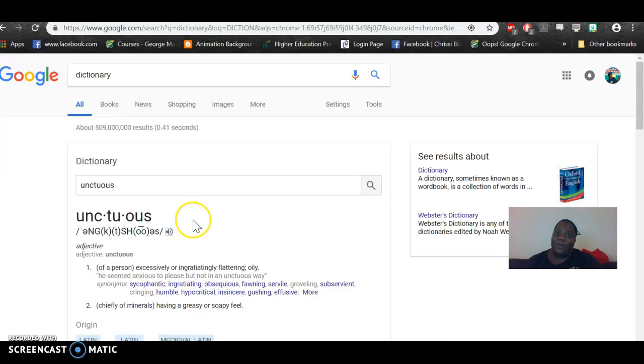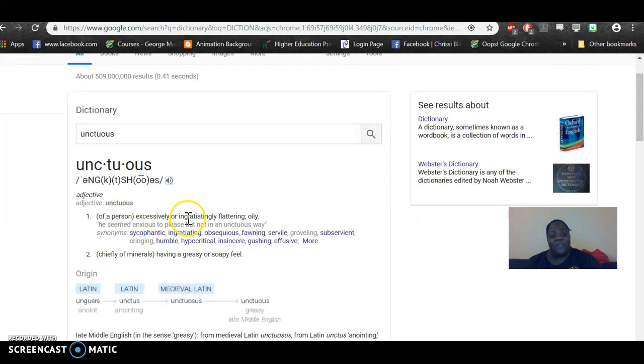Unctuous. I've never heard of that word before in my life. So again, a new word that I can add to my own personal dictionary. And what does this word mean? It means excessively or ingratiatingly flattering, oily. So I know what the word excessively means.